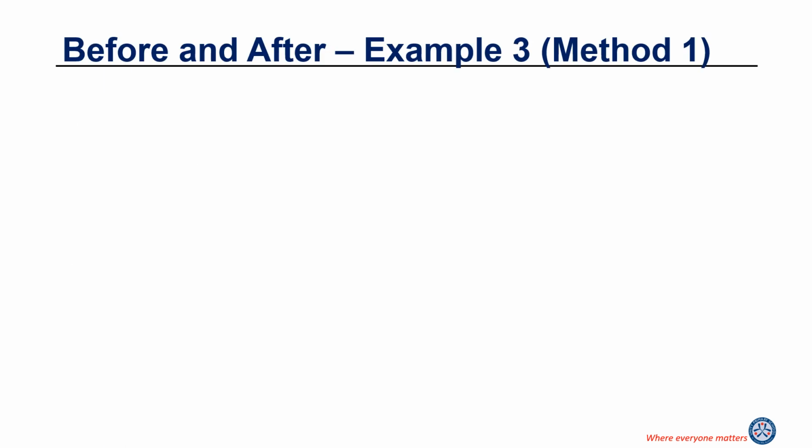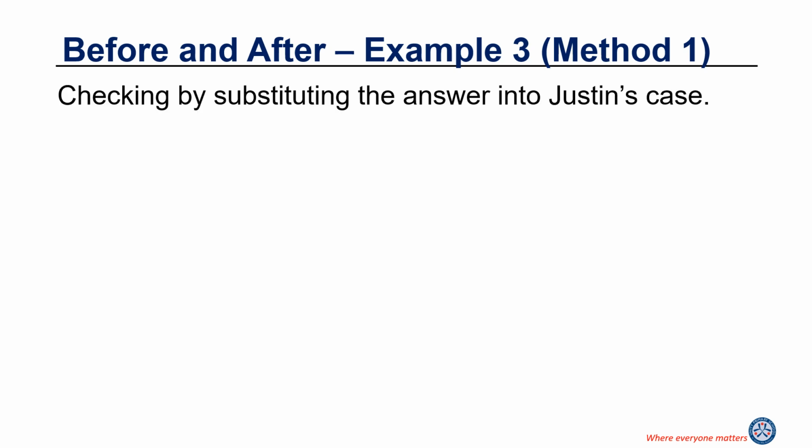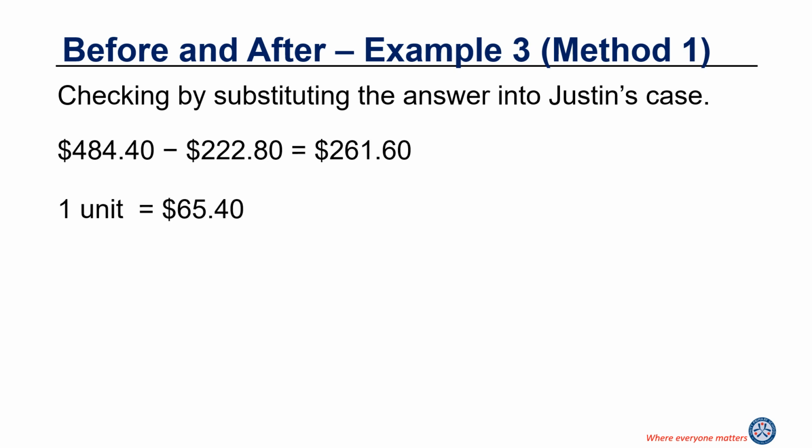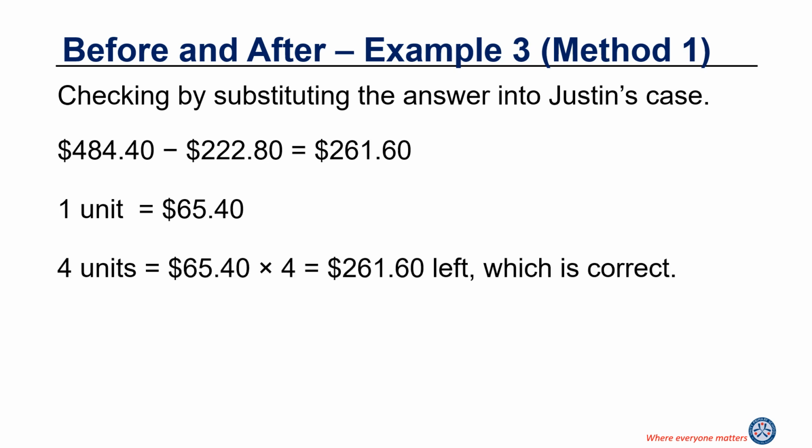We can check if we had obtained the correct answer by substituting the answer into Justin's case. If Justin had also spent $222.80, he would have $261.60 left. As shown above, 1 unit represents $65.40. Justin had 4 units left. He would have 4 times of $65.40 left, which is $261.60 left, which is correct.